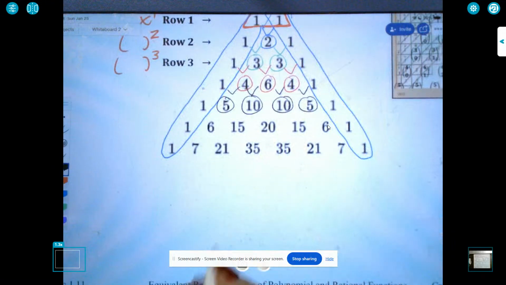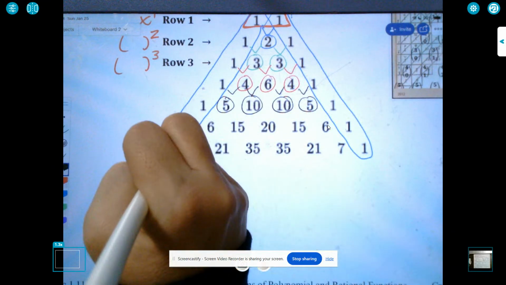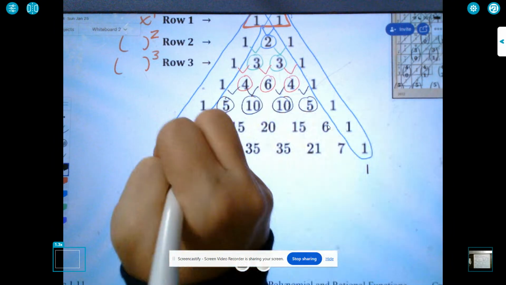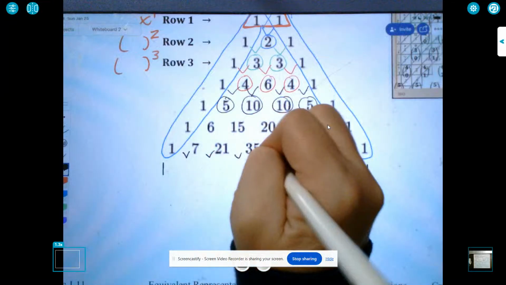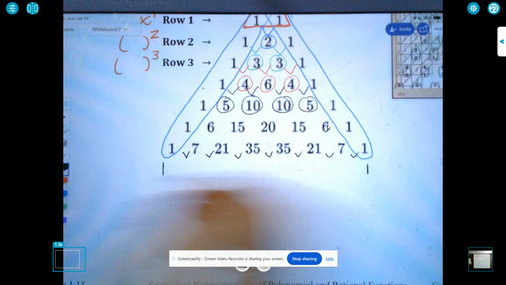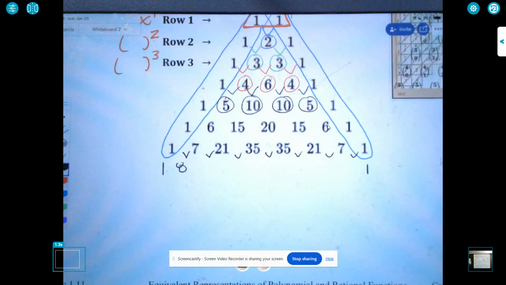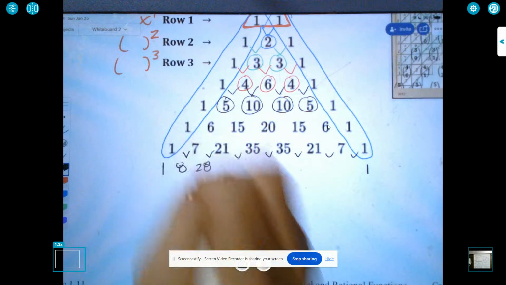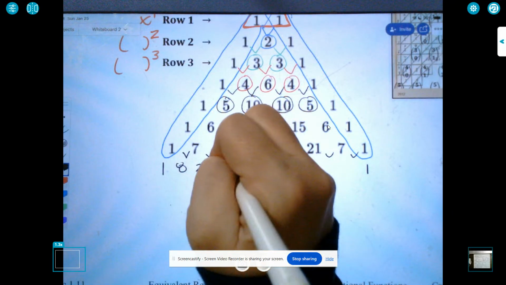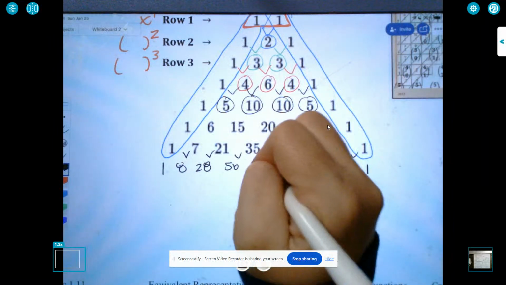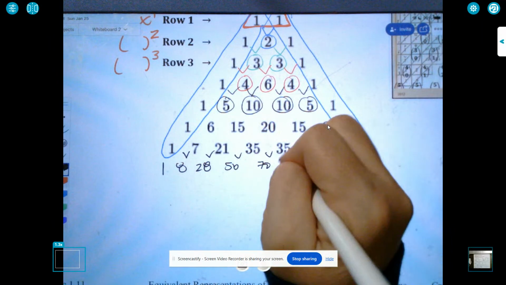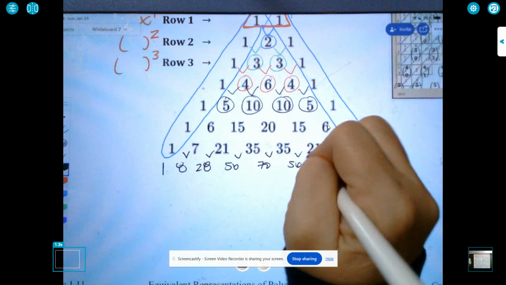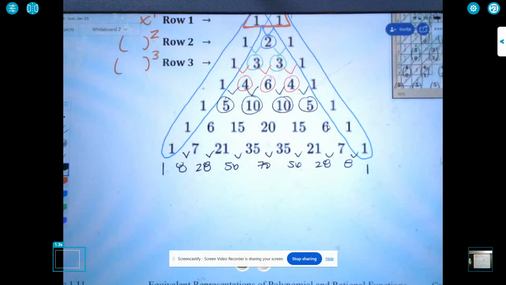So my point is, we could have come down here and we could create the next row. We know we got a 1 here and we got a 1 here. And then we're simply going to add our numbers. So that's going to be 8, 28, 56, 70, 56, 28, and 8. And then you can keep going.